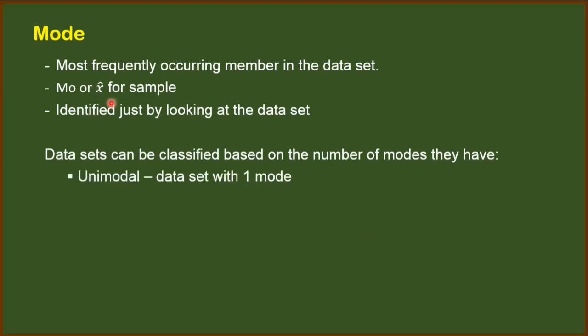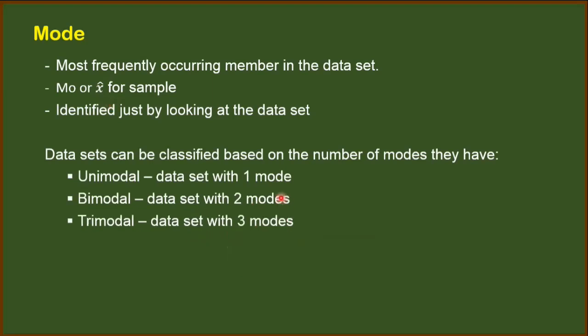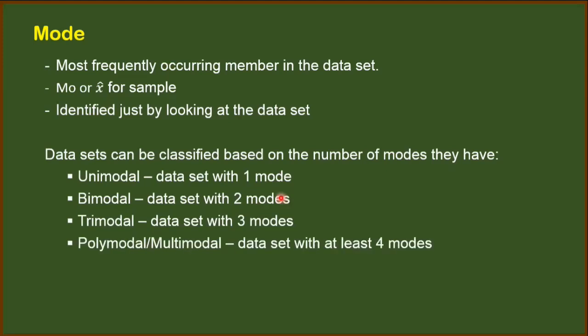First, we have unimodal. It is a dataset with one mode. Bimodal is a dataset with two modes. Trimodal with three modes. Polymodal or multimodal with at least four modes, meaning 4, 5, 6 modes are present. That is a polymodal or multimodal set.